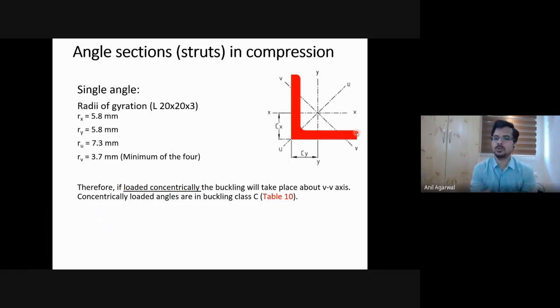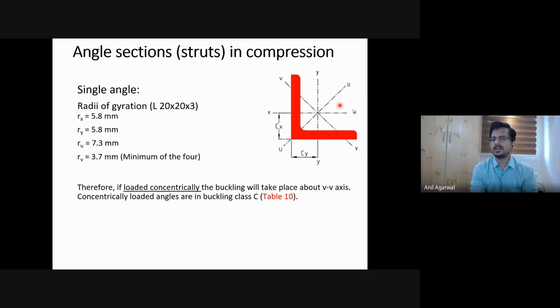If somehow you are able to do that, then the code says that typically the bending will take place about VV axis, but somehow if VV is restrained, then it will be taking place about UU axis. And it gives you the R values for both UU and VV axis. RV is much smaller than RU, that's why it will be taking place about V axis. But if V axis is not possible or for some reason is restrained, then it will take place about U axis also. But you should use buckling class C for angles. Okay.